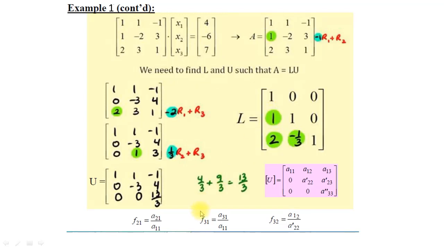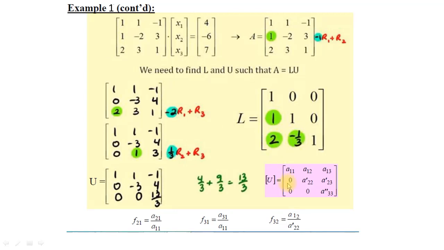Now to find F31, this is F31, third row and first column. To find F31, A31 divided by A11, this is A31 and this is A11. So 2 divided by 1, we obtain 2, and this is F32.